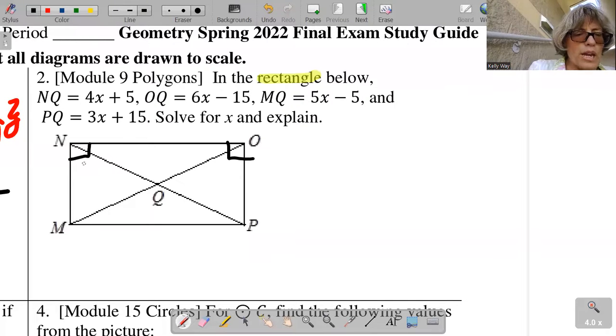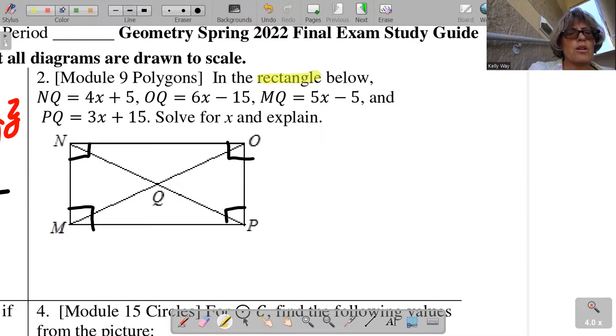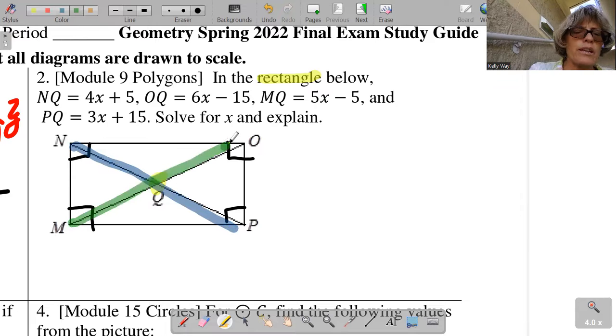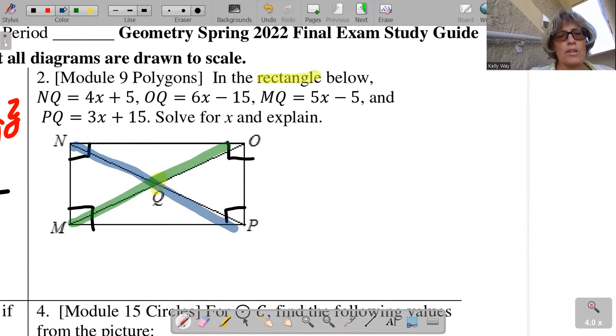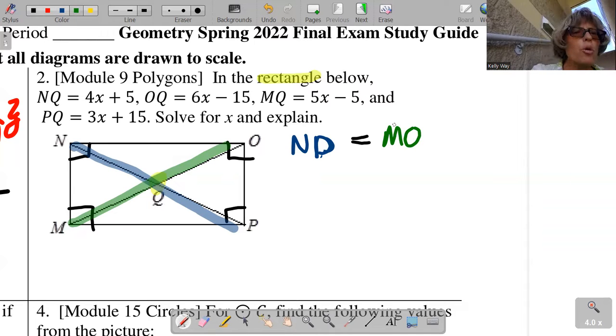So, of course, we've got right angles going on here. And this is a midpoint going both ways, but more importantly, a rectangle has opposite diagonals equal in length. That's important to know. So we know that m all the way to p is going to equal n to p. N to p is going to equal m to o. The diagonals are congruent.